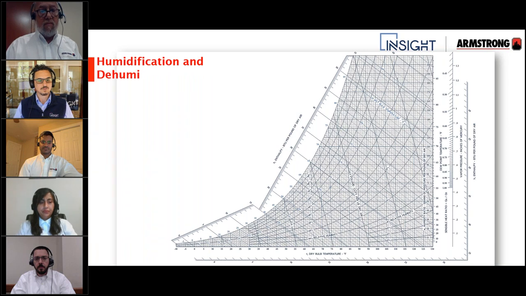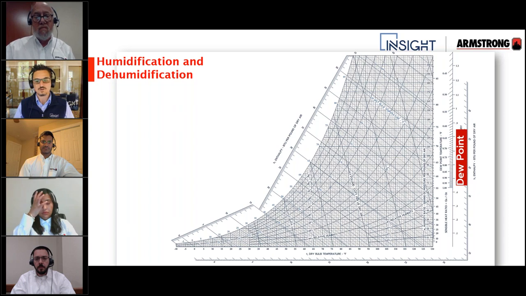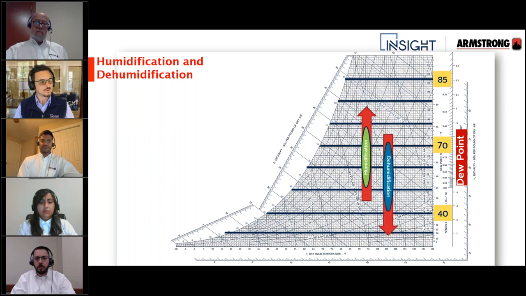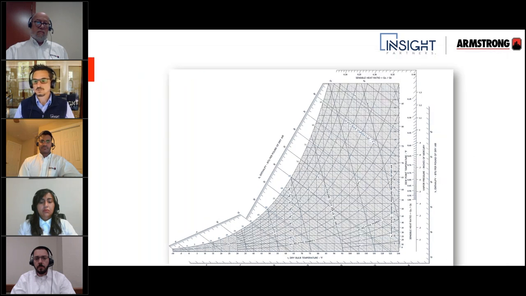Okay, next we'll look at humidification and dehumidification, which is just adding moisture and removing moisture, or humidity, if you will. To show that, we're going to look at the dew point temperatures. And I just plotted some arbitrary points here of 40-degree dew point, 70-degree dew point, and 85-degree dew point. So you can imagine if you're moving upwards, you're adding humidity to the air, right? That would be a humidification process if you're moving up, as shown by the dew point lines. And if you're going down, you're removing moisture from the air, you're dehumidifying. Okay, makes sense?